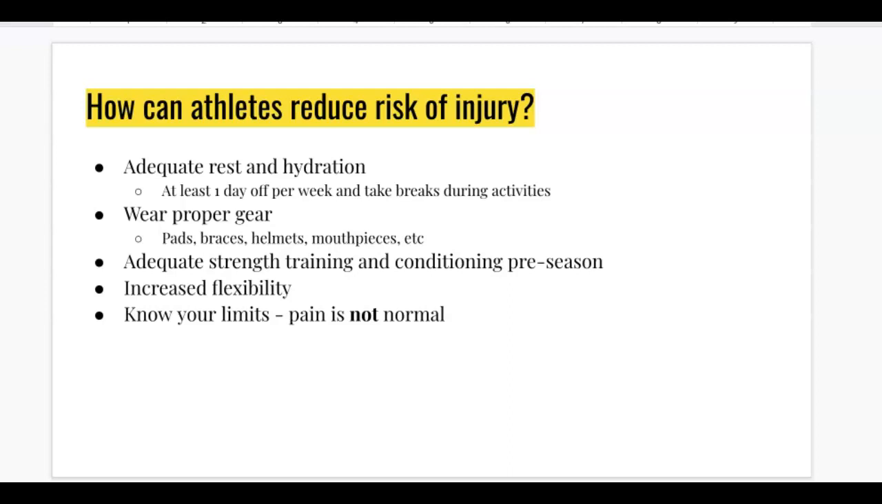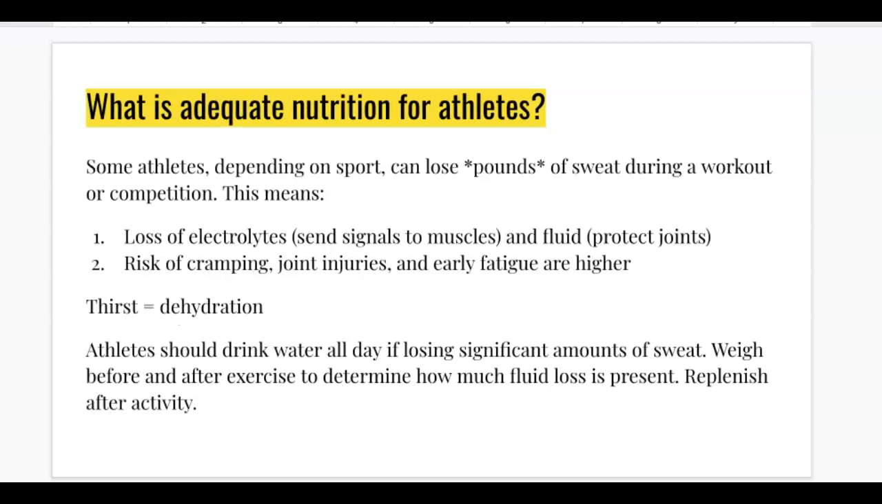Flexibility is the same thing. Having more flexible muscles can really protect your joints as well as your muscles from injury. And finally, knowing your limits, because pain is not a normal thing. Pain isn't gains. If you're in pain, you need to stop, and that's how you should treat your athletes as well.